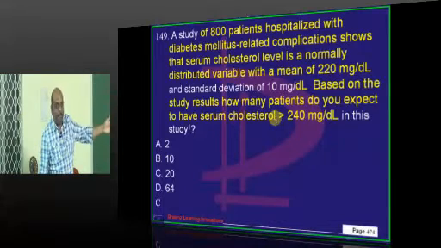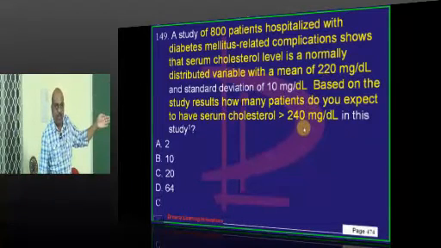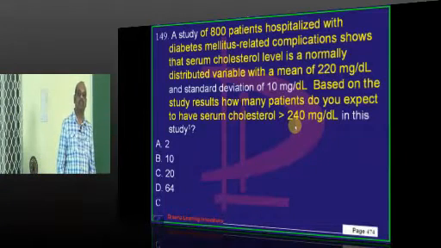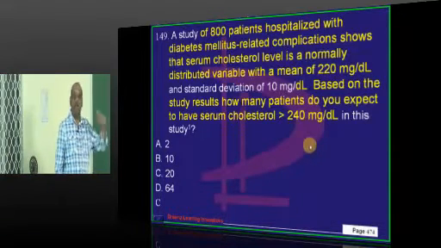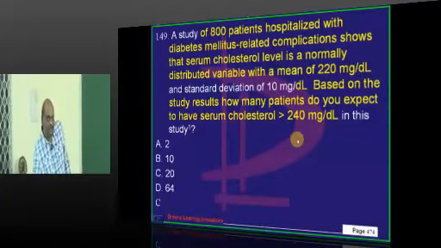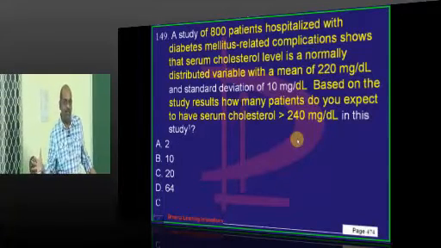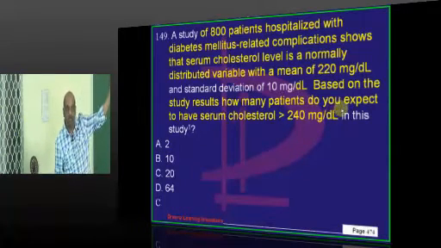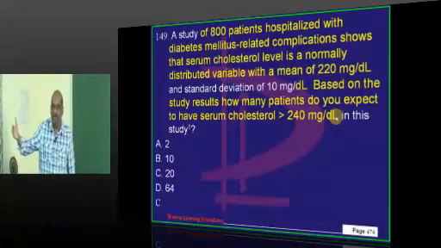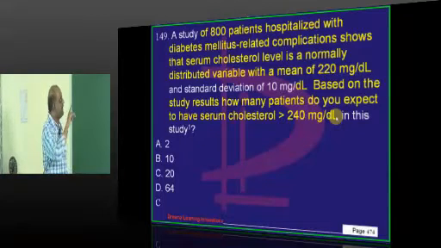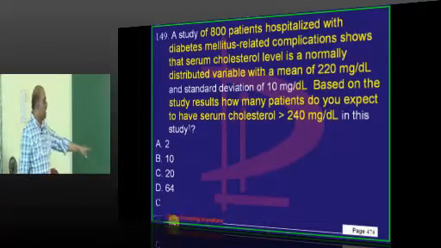If 95% people will fall between 200 and 240, what percentage will fall away from 240? Away from 240 on this side and below 200 on this side. 5%. Oh, 5% may, half. 2.5% will be away from 240. 2.5% will be below 200. Examiner is asking you what is 2.5% of 800, which is equivalent to 20.